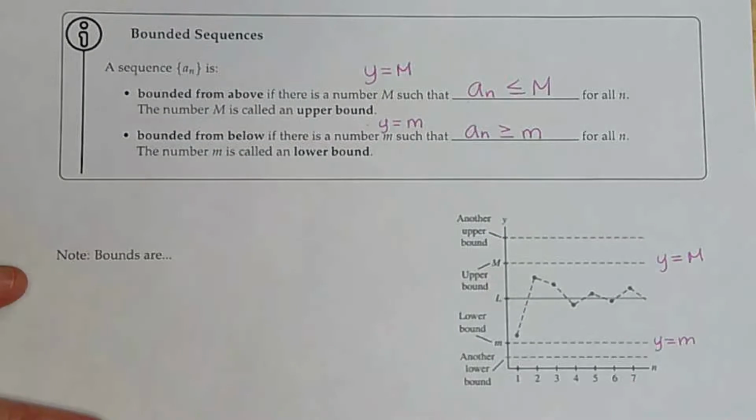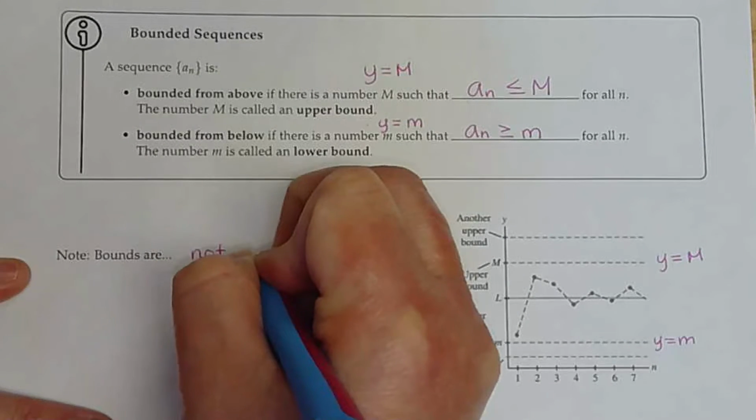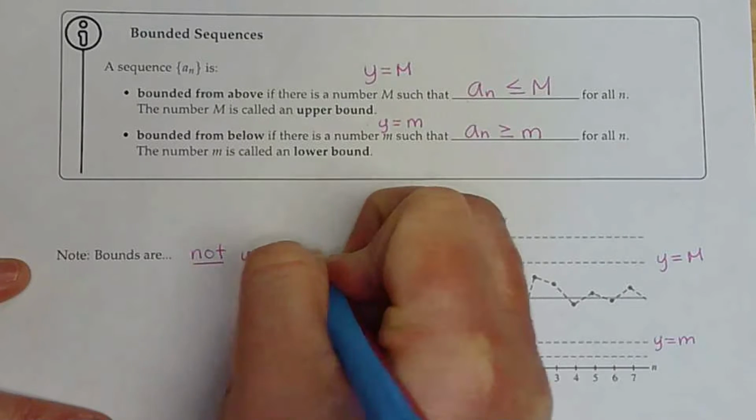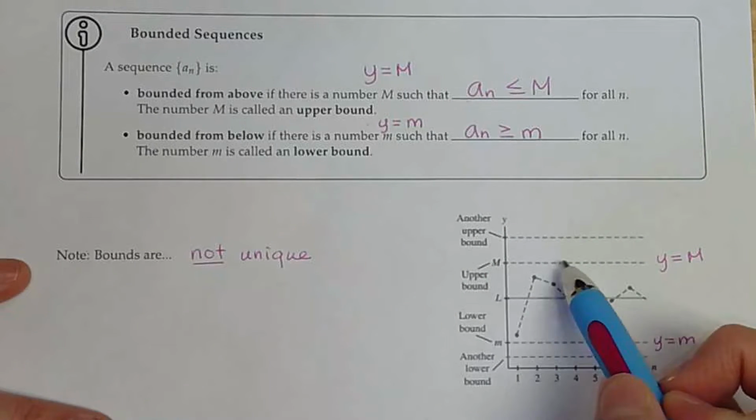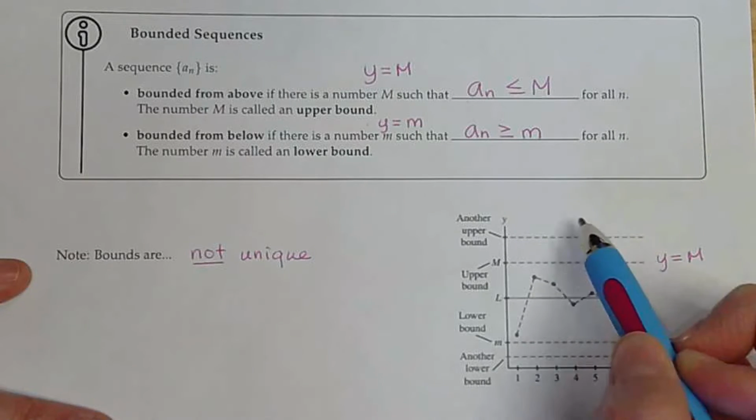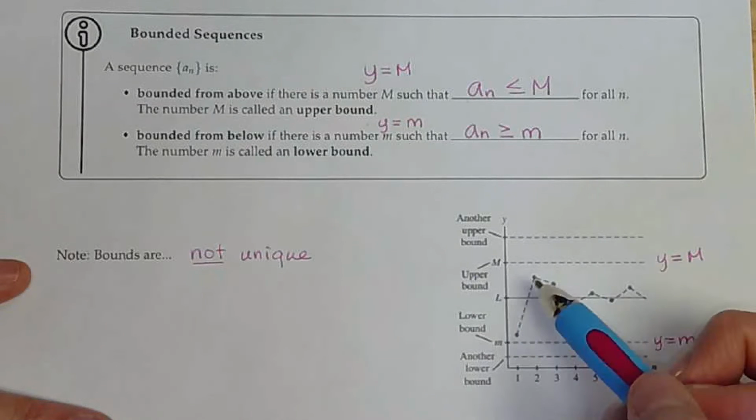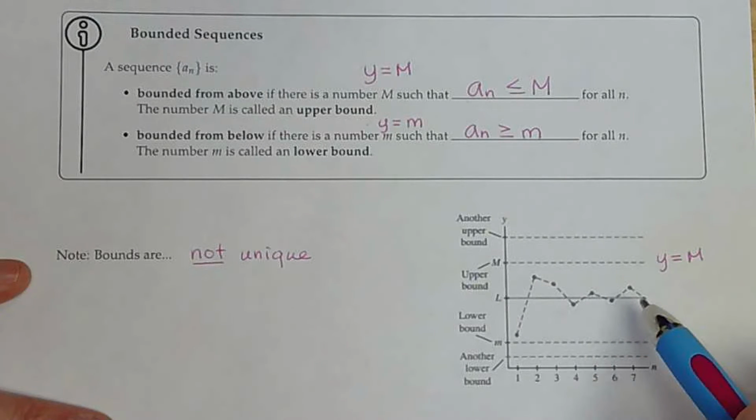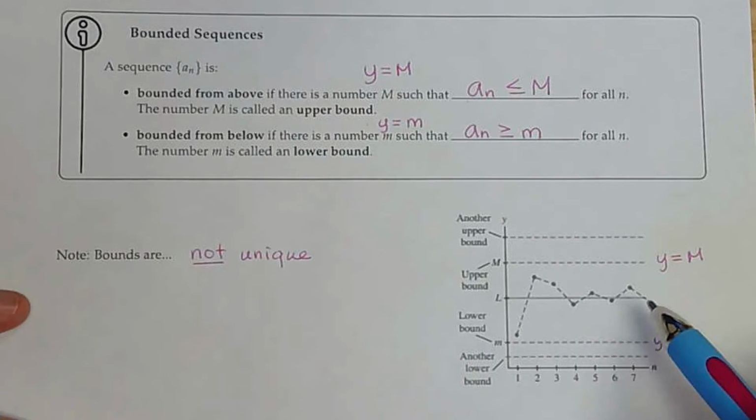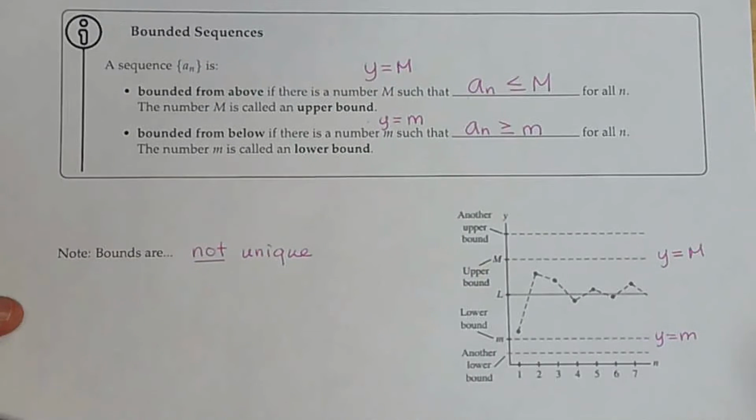One thing to note about this is that bounds are not unique. I can have many upper bounds. Here's my y equals M as an upper bound. Here's another line that's an upper bound. And I could draw another line up here. It would also be an upper bound since all the terms of the sequence stay below that line. So our bounds are not unique, but they do give us some important properties.